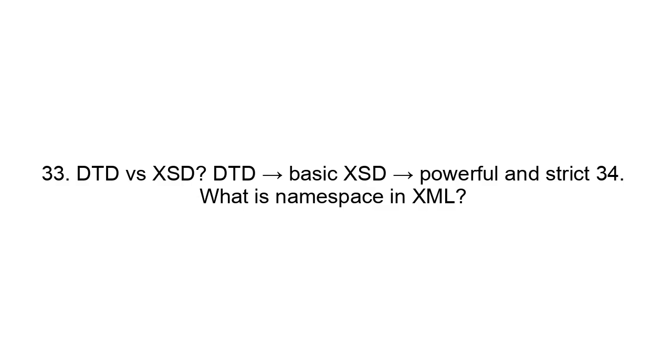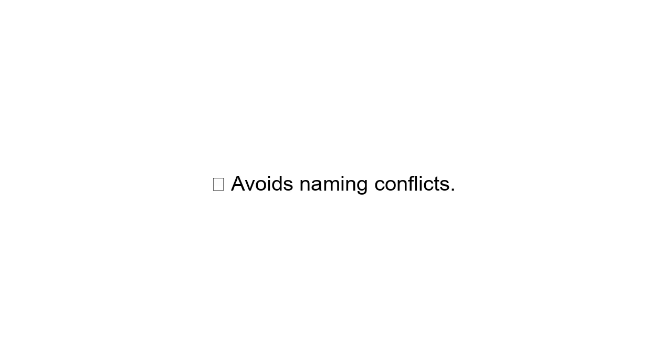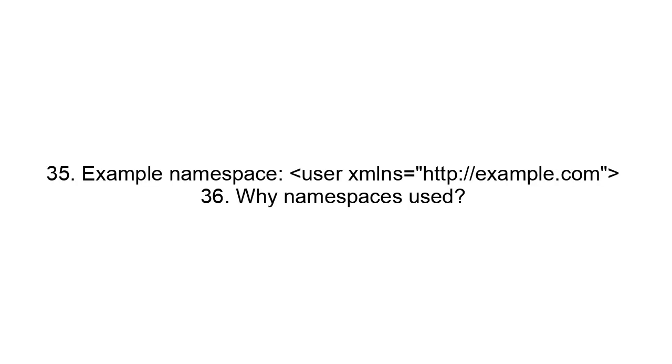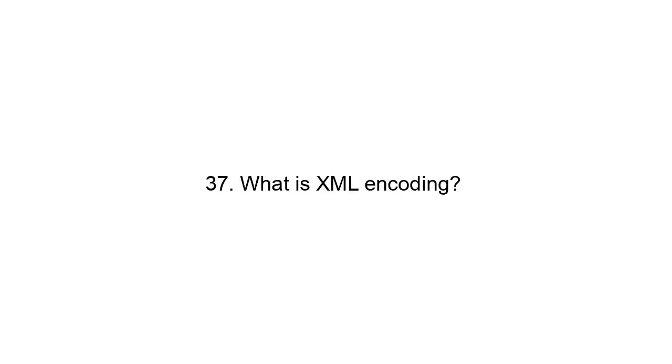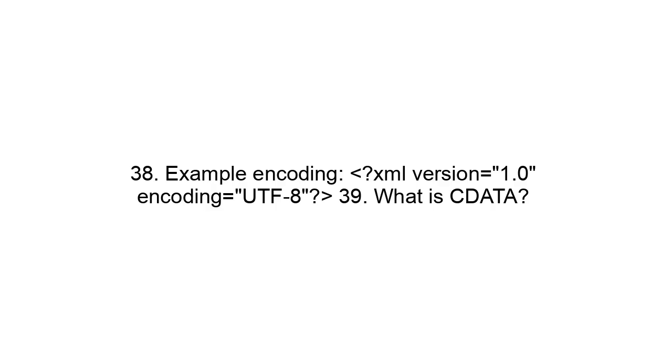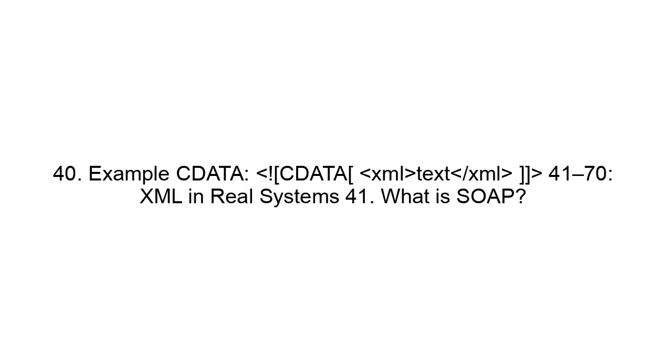34. What is namespace in XML? Avoids naming conflicts. 35. Example namespace. <user xmlns="http://...com">. 36. Why namespace is used? Prevent tag conflicts. 37. What is XML encoding? Defines character format. 38. Example encoding. <?xml version="1.0" encoding="UTF-8"?>. 39. What is CDATA? Section for raw text data. 40. Example CDATA. <![CDATA[ XML text ]]>.